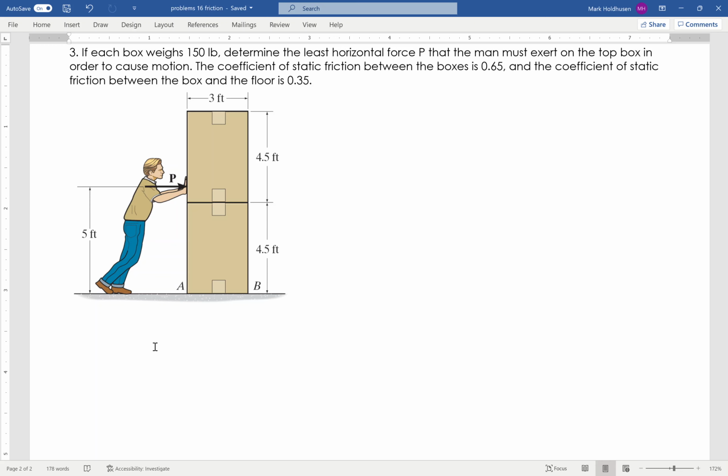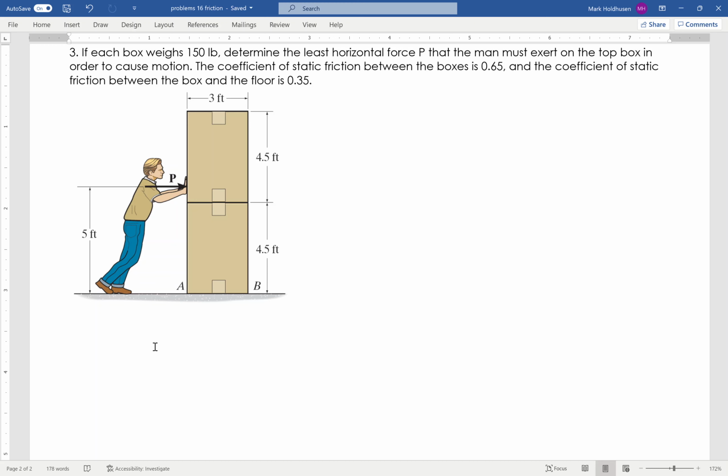In this situation, I've got a man pushing a couple of different boxes, okay? They each weigh 150 pounds. Basically, the question becomes, how hard does that guy have to push until motion occurs? And really, the question also becomes, well, what kind of motion is it when that happens?